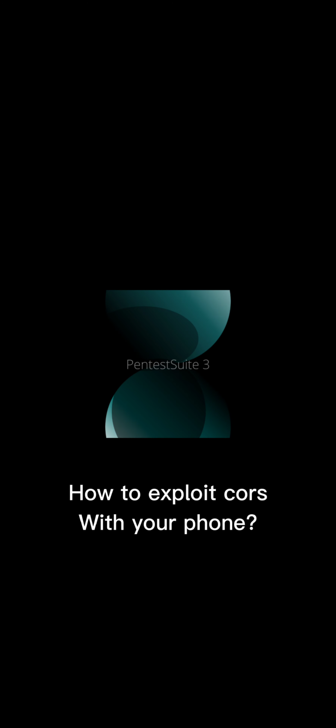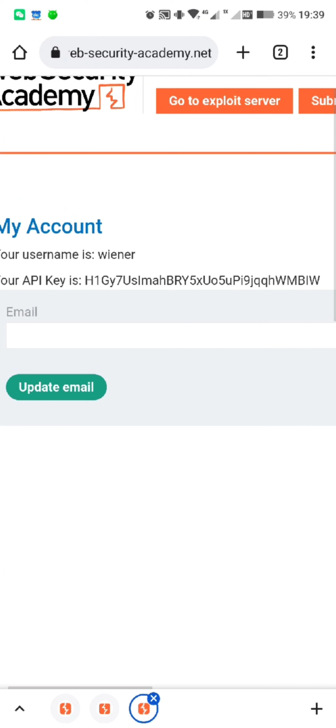How to exploit CORS with your phone. In this video, I'm going to show you how hackers can steal your API key with the help of CORS. Of course, it is the misconfiguration of CORS. So now, let's get to see how this happened.